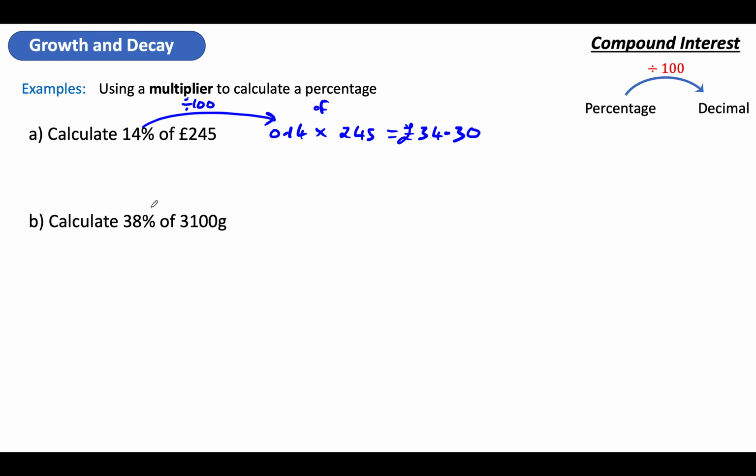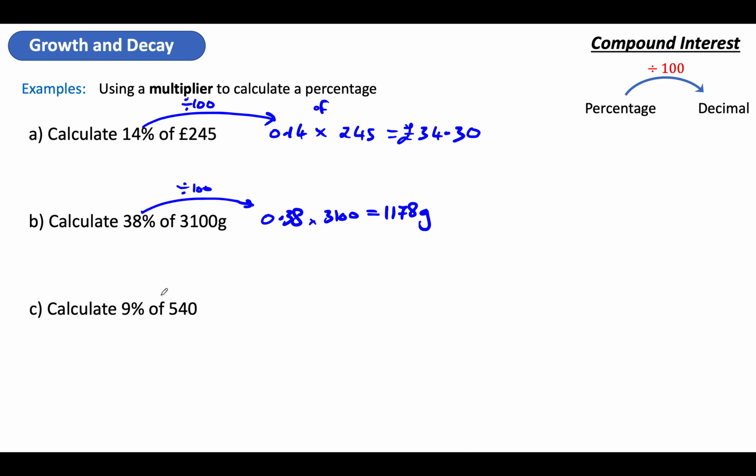So here's another example, 38% of this. Well, the first thing to do is change the percentage into a decimal, so it's 0.38, and then times it by your amount, and that will find what you want. Okay, so 0.38 times by 3,100 is 1,178 grams. Isn't this so much easier than finding 10% and 5% and so on?